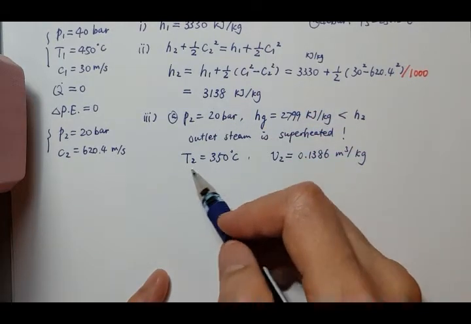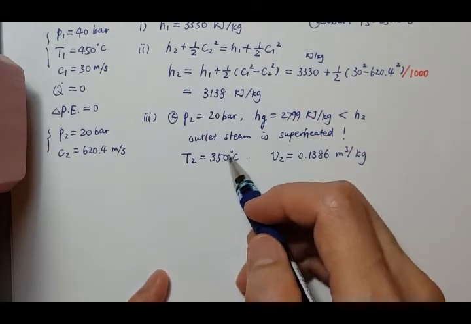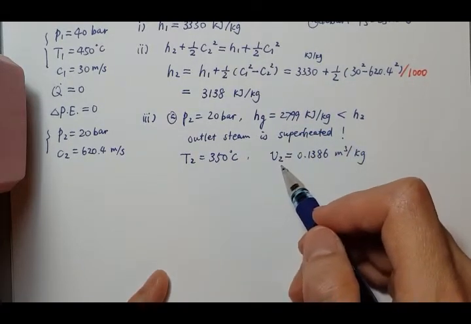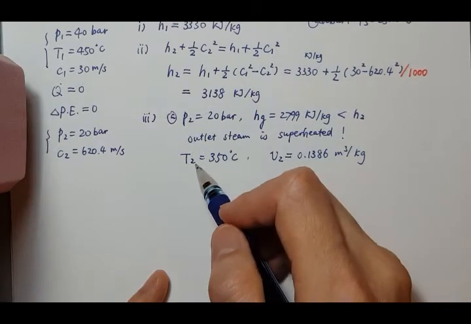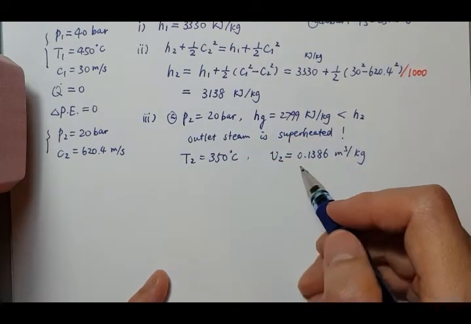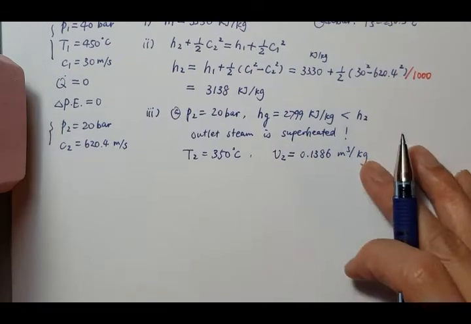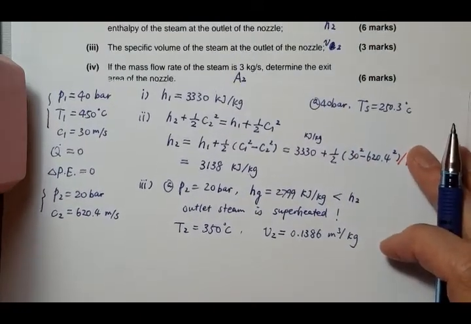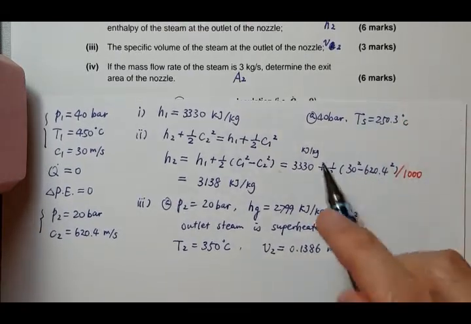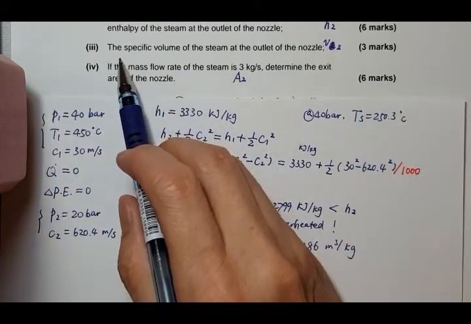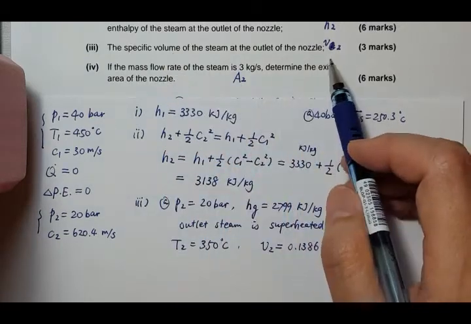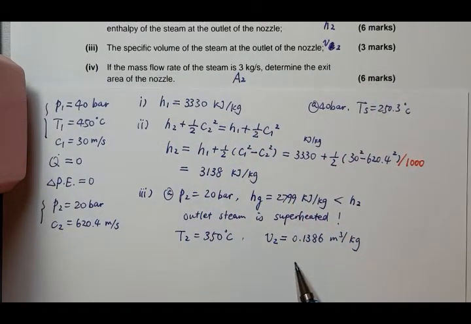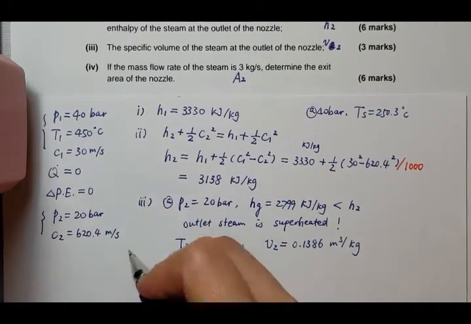So we can decide the temperature here, and at the same time, from the steam table we can find the specific volume under that temperature and that pressure. So this is how we find it out. It's not a calculation, it's just found from the steam table. This is the third question, specific volume. That's V2, and we already found V2 here. Then let's have a look at the final one.